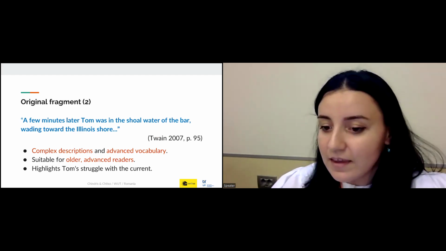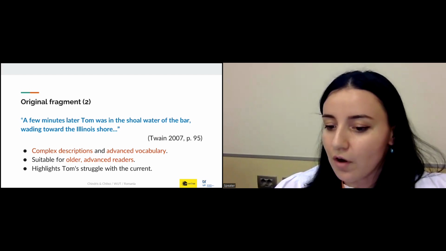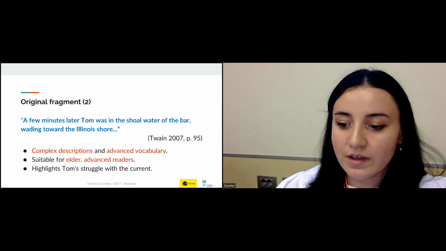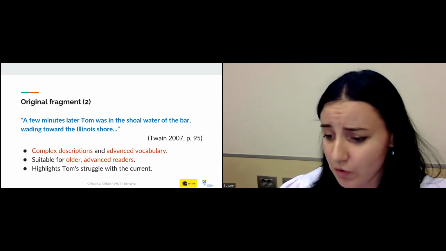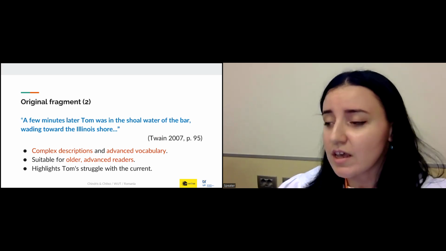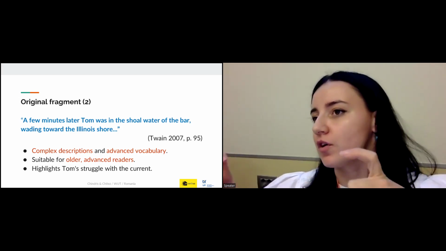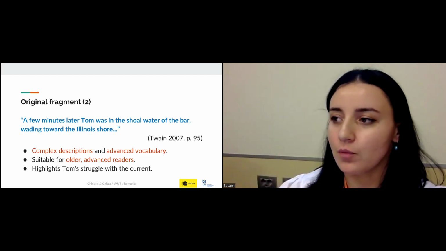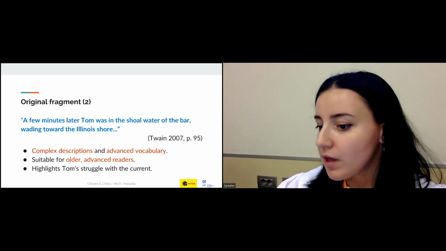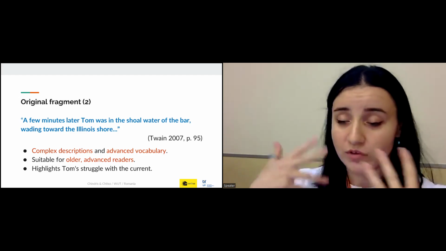This is the second example. A few minutes later, Tom was in the shoal water of the bar, wading toward the Illinois shore. We have a complex description, and the vocabulary is again advanced. This very structured fragment from the novel highlights Tom's struggles with the current, with water. And I think this dynamic scene can be simplified using images. I was thinking about that.